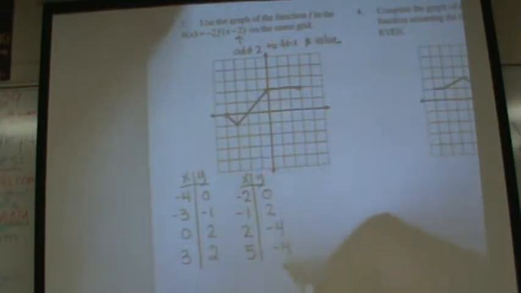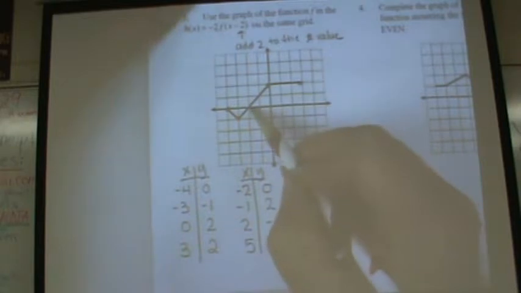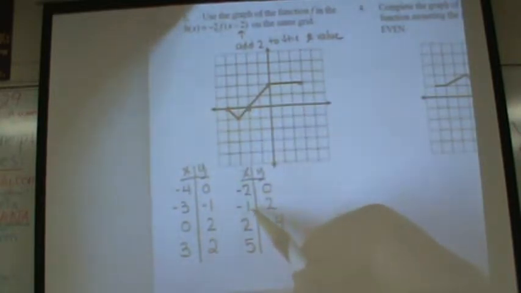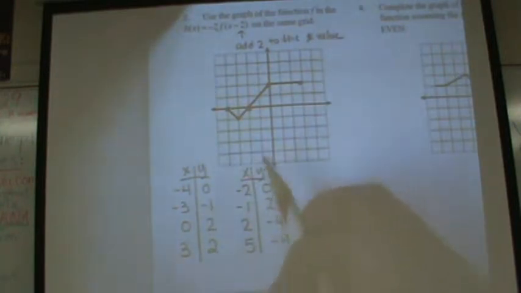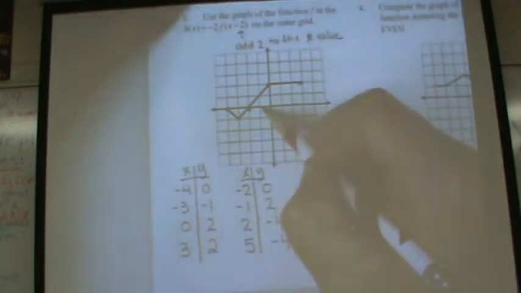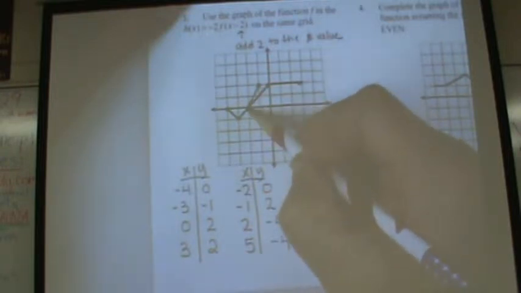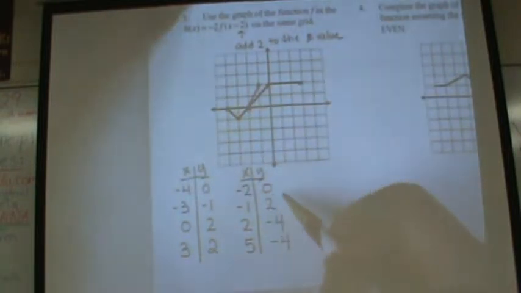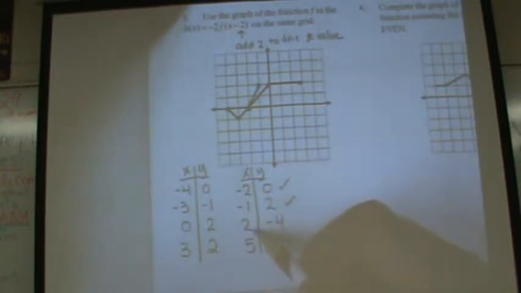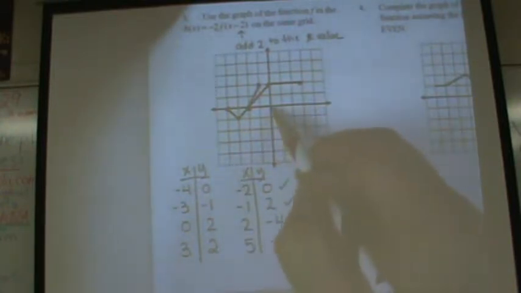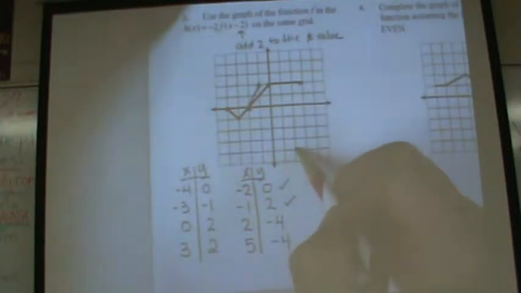So now we're going to plot these points. Over 2, up 0, which is that point. So that's our start. And then I would connect the next dot. So go over 1 and up 2, which is right here, and connect it, so you don't lose track of where you're going. So we did these 2 points. So then we have 2, negative 4, which is right here.